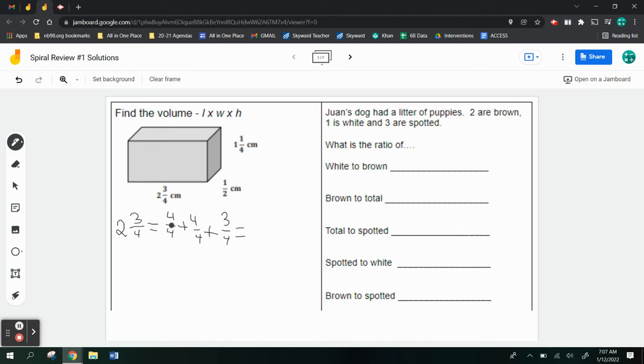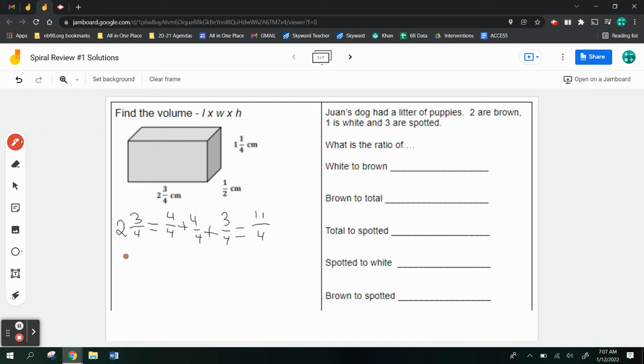So then I have to add these fractions. Remember, when you add fractions, you add the numerators. So 4 plus 4 is 8. 8 plus 3 is 11. But you do not add the denominators, so 11/4. 11/4 is the improper fraction equivalent of the mixed number 2 and 3/4.